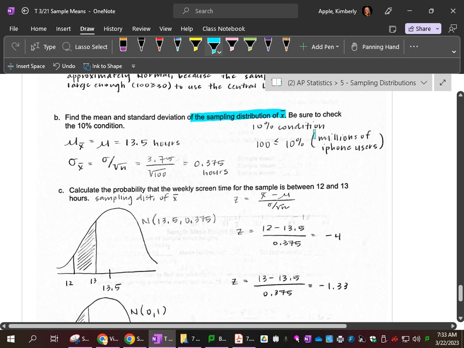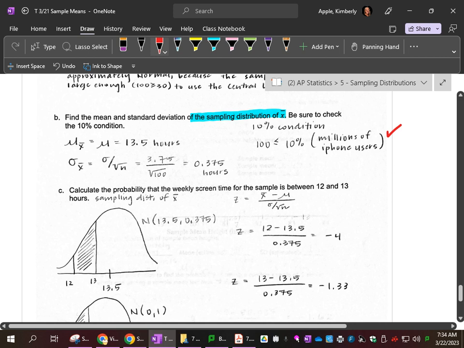In this case, again, we don't have the number of iPhone users specifically, but we can say definitively that 100 users is definitely less than 10% of all iPhone users. And so the 10% condition is satisfied by this statement. Now we can proceed to calculate the standard deviation.